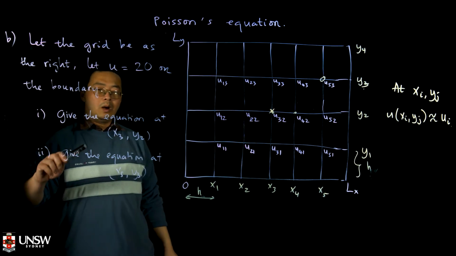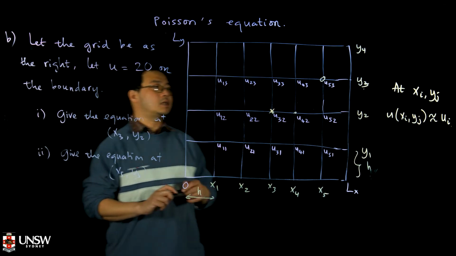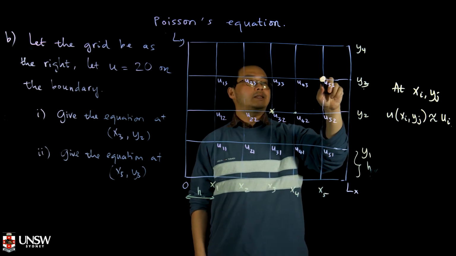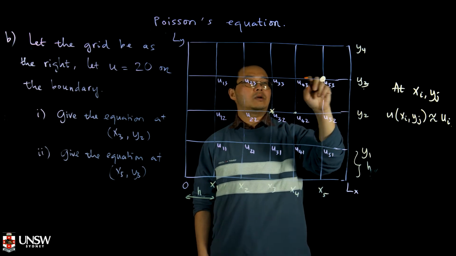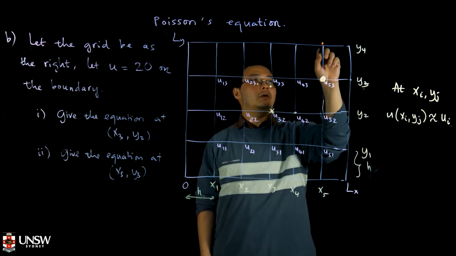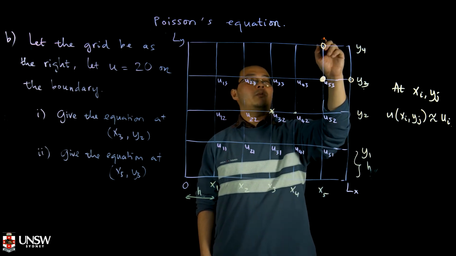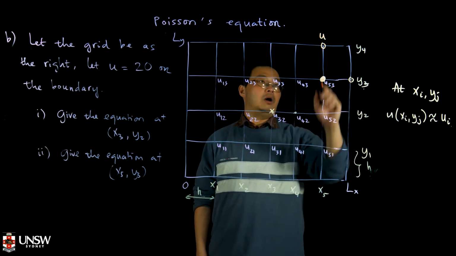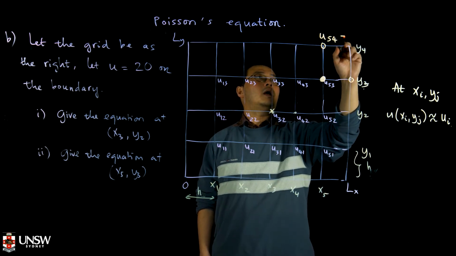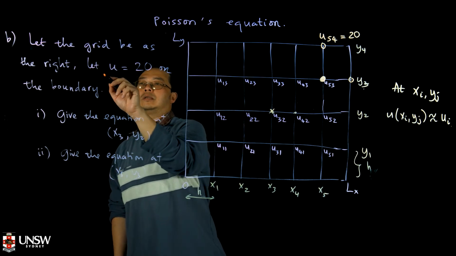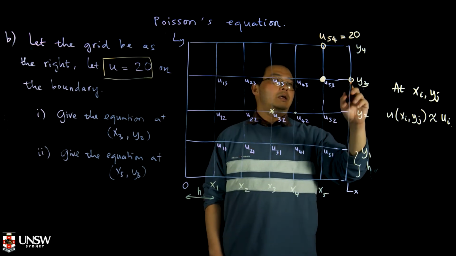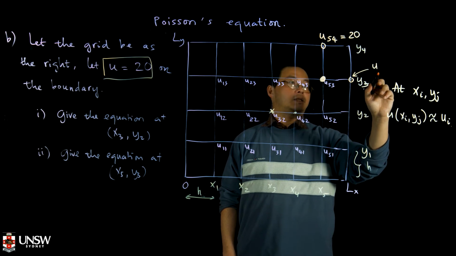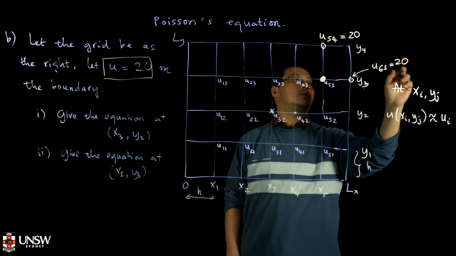Okay, so now how about the second point, x5, y3? So x5, y3 is right here. Now you see that this is the center, and if you look at the 4 neighbors, here is okay, here is okay, but this point and this point are on the boundary. On the boundary, we know the value of the function u has to be 20. So u(5,4) has to equal 20 because of the boundary condition. And here as well, u(6,3) equals 20 by the boundary condition.